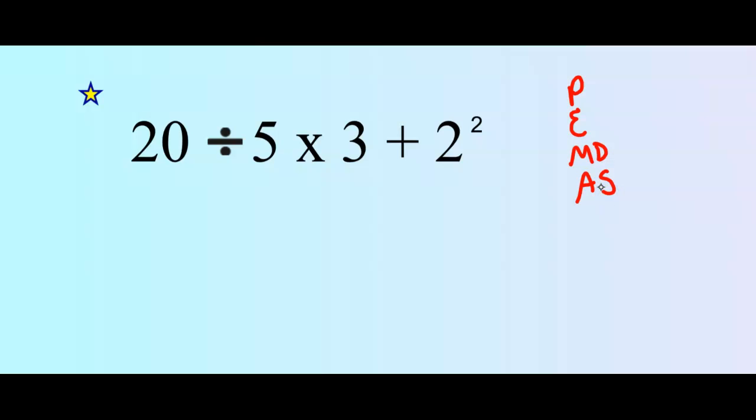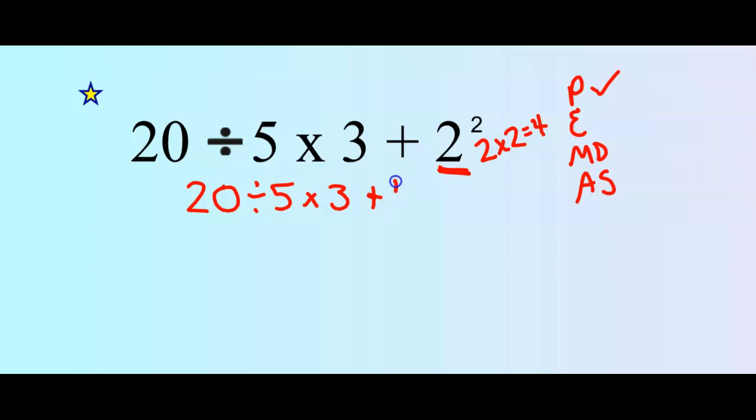Okay, so step 1 is parentheses. There are no parentheses, so check, we're done. Exponents is second. Oh, we have exponents, so that's what we're going to do first. So I'm going to copy down everything else. 20 divided by 5 times 3 plus, and I have to do 2 to the 2nd power, which means 2 times 2 or 2 2's. This is one of the only exponents where if you take the base times the exponent, it is the exact same answer. So this 2 times 2 equals 4. So when I solve that, we have 3 plus 4. There's our answer for 2 squared. So we're done with exponents.